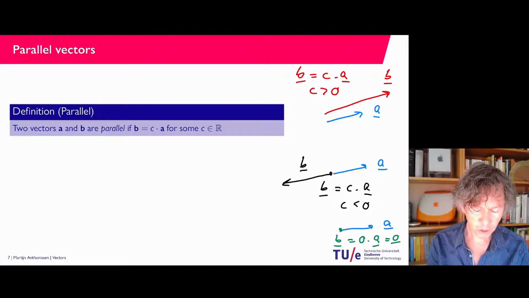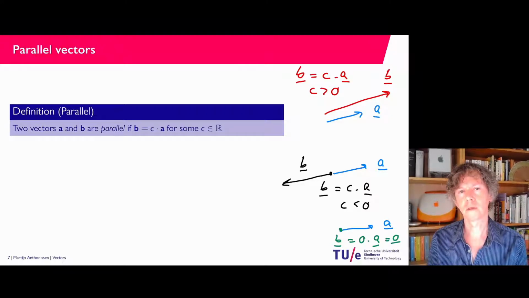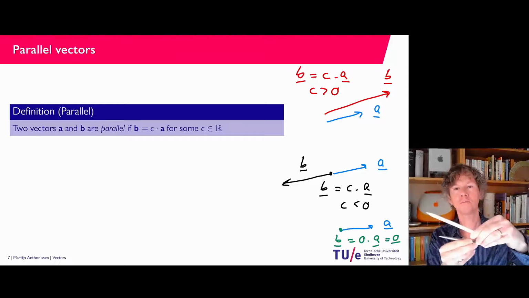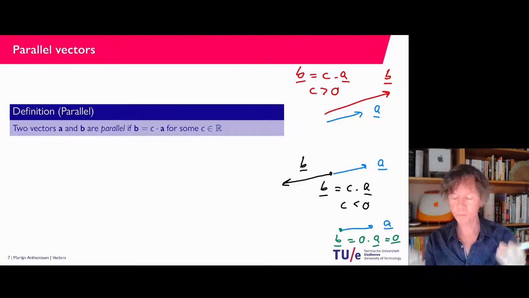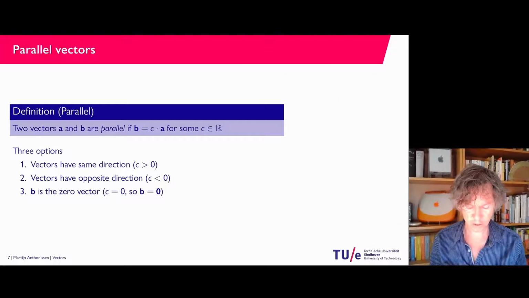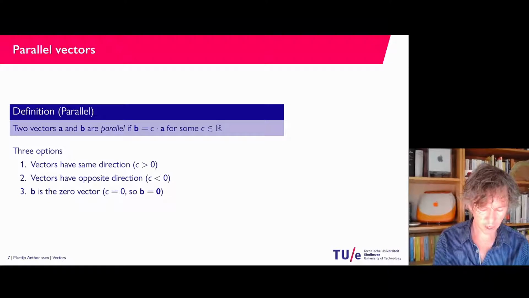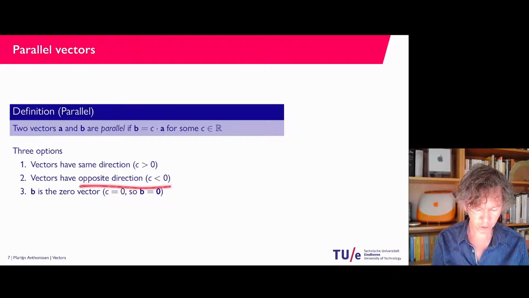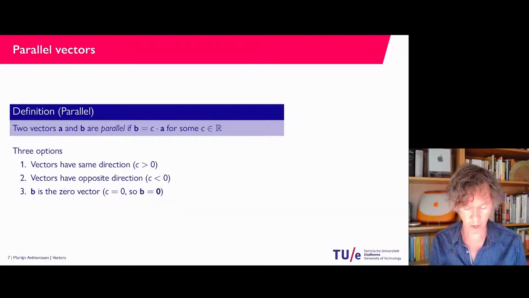So these are the three situations that can occur then. Either A and B are pointing in the same direction or in opposite directions, or B is the all 0 vector. So apparently the 0 vector is parallel to any vector. I mean, that's not a very interesting statement, but according to this definition, this is what's true. So they can have the same direction, C is positive, opposite direction, C negative, or B is the 0 vector, and then B is 0, 0. Note that also here I put a bold 0 to indicate we are talking about the 0 vector.